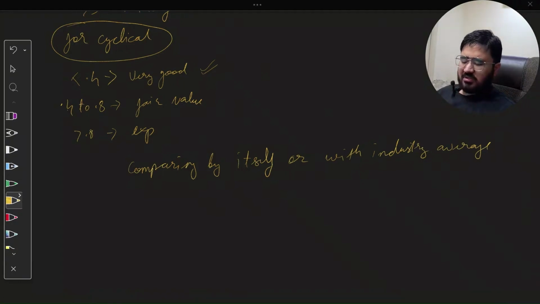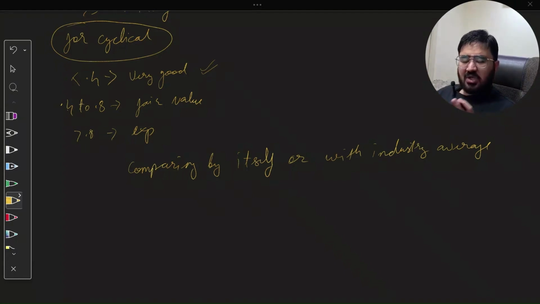It is similar to the ones that we have done prior, price to earnings and price to book. We usually compare price to sales by itself, how much it is as compared to its previous. We can see trailing 12 months. And of course, we can also analyze it with the industry average.